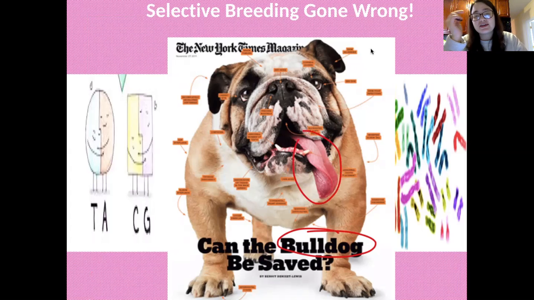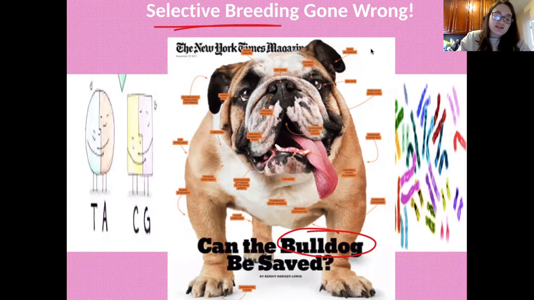Their eyes are droopy. They're prone to, I think, asthma. But really, the moral of the story is we have really screwed these bulldogs up so much that they can't even mate on their own. They are physically incapable of mating without human help. So this is just one example of how selective breeding can go terribly wrong if we get too involved in this process.